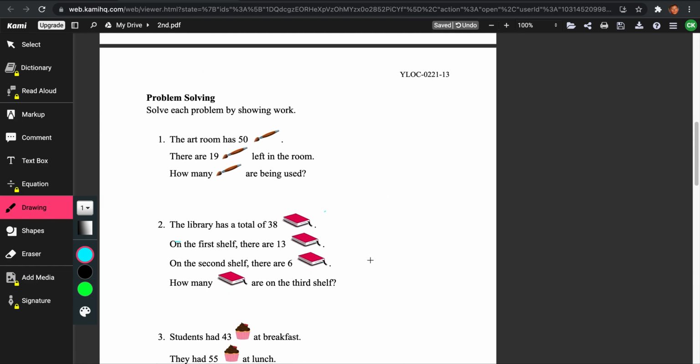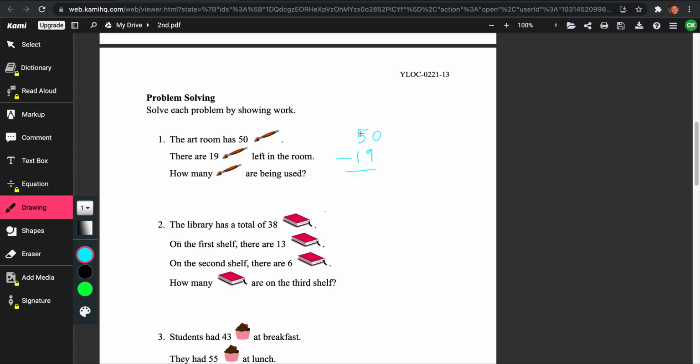Okay, let's do problem solving. We're supposed to solve each problem by showing work. So the art room has 50 paintbrushes. There are 19 paintbrushes left in the room. How many paintbrushes are being used? Originally there were 50, but now 19 are left, and they're asking for how many are used. So we're going to have to subtract. What we're going to do is 50 minus 19.